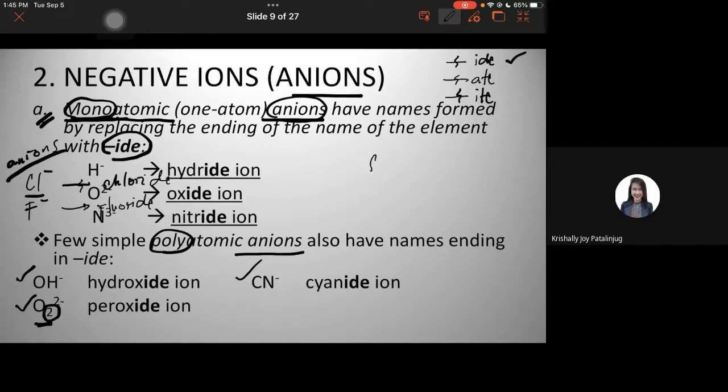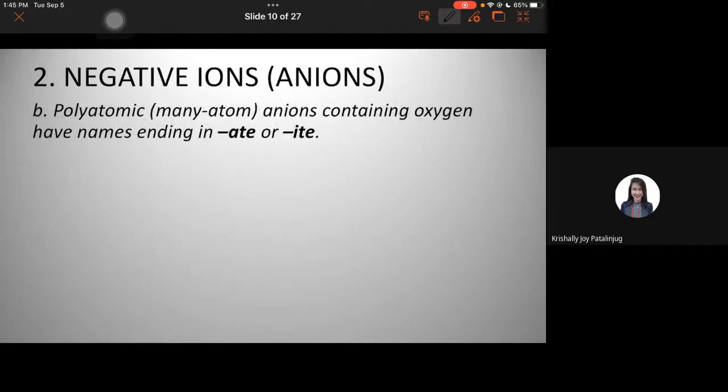Sulfur. If you extract the ion form of sulfur, that's 2 negative. So instead of sulfur, that becomes sulfide. It's monoatomic, so it should end with IDE. That's the reason why all monoatomic anions end with IDE. So that applies for single atom anions. Next, let us proceed to polyatomic anions.